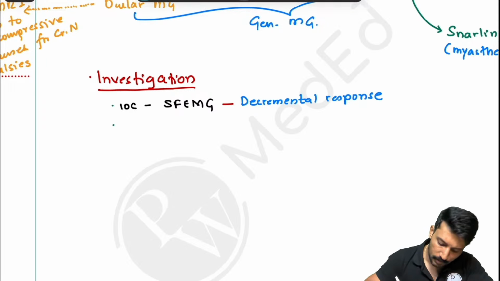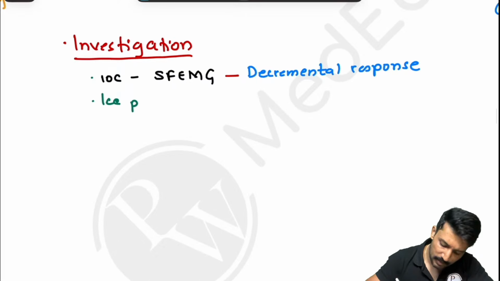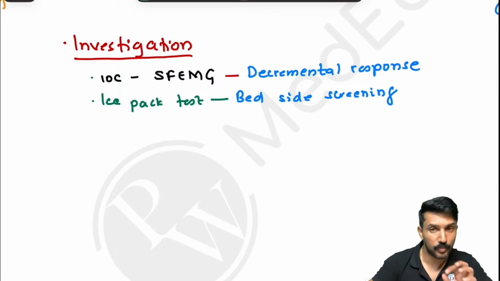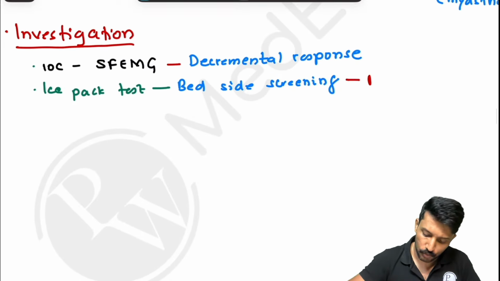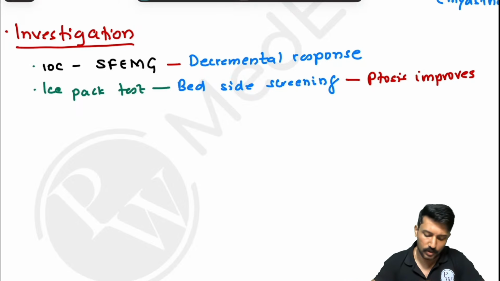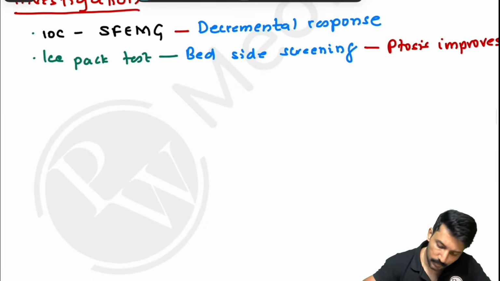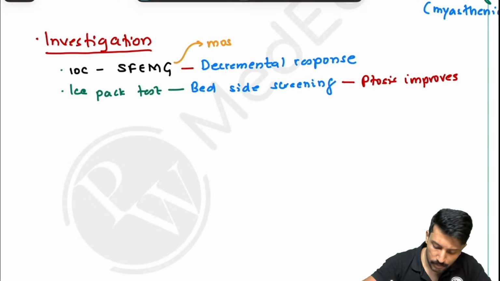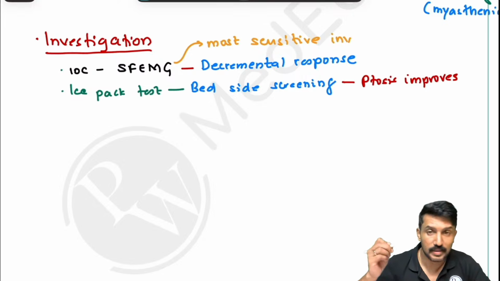Another investigation that we can do is the ice pack test. The ice pack test is considered the bedside screening test of choice, where ptosis improves on applying an ice pack. Then it is called ice pack test positive. It's a good screening test. Apart from that, I forgot to mention, this single fiber electromyography is the most sensitive investigation for myasthenia gravis.